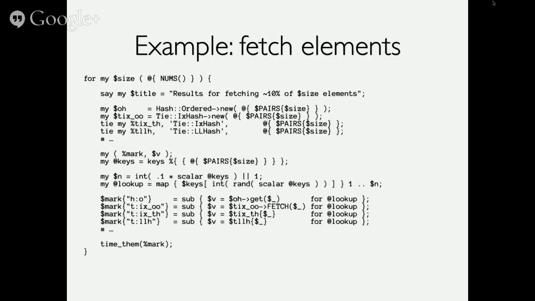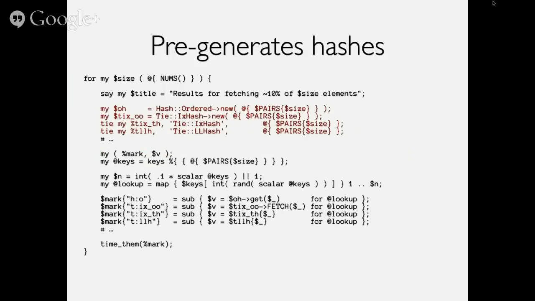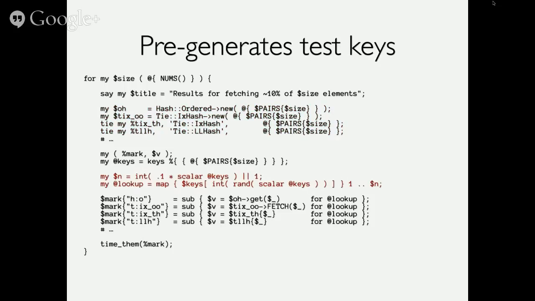For fetching elements, it's kind of similar. First, I pre-generated all the hashes, because I didn't want to include the hash generation in the benchmarking. And then I generated a set of test keys that I would look for. So this is getting about 10% of the number of elements and doing fetches on them. So randomly give me 10% of the elements, and then go out and fetch them.